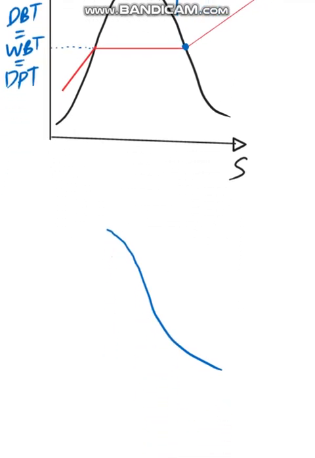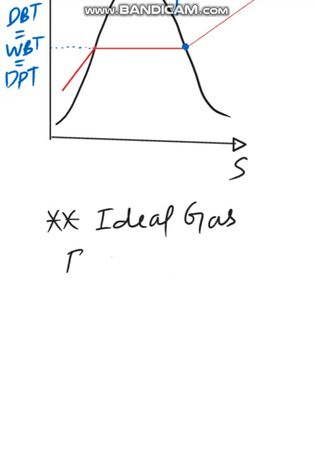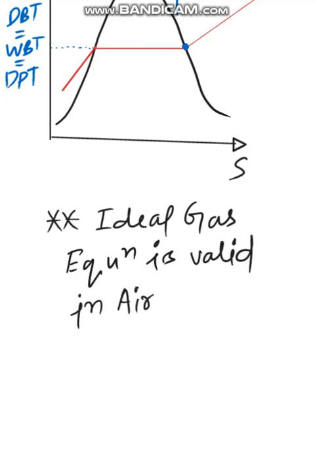Friends, the ideal gas equation: PV is equal to RT, yes, PV is equal to mRT. If m is divided by volume, then it becomes specific volume. Then the ideal gas equation is Pv is equal to RT, where small v is specific volume. The ideal gas equation is valid in air conditioning.